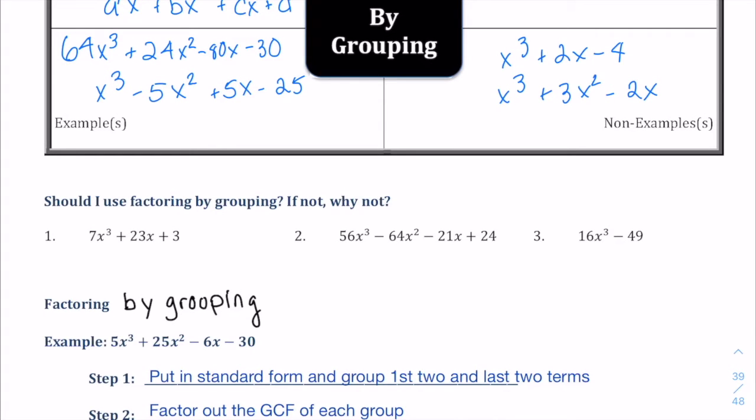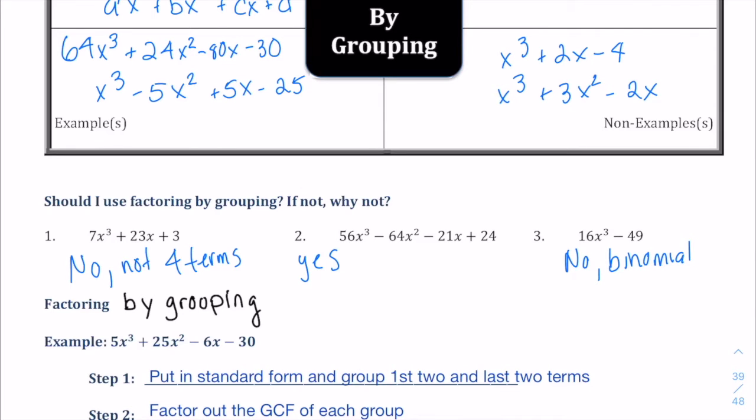So if we look at the first one, should we use factoring by grouping? No, it's not 4 terms. What about for the second one? Yes, absolutely. It's a 4-term polynomial. Looks just like some of the examples we saw. What about for example number 3? No, that's a binomial. Only 2 terms.